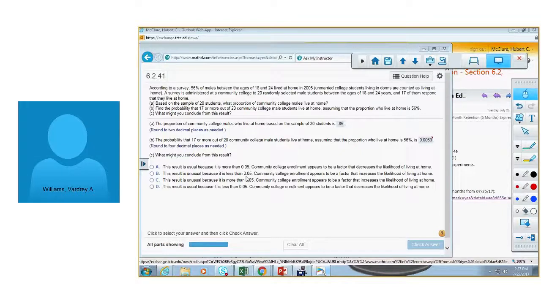Community college enrollment appears to be a factor that decreases the likelihood of living at home. That's the opposite. Community college enrollment appears to be a factor that increases the likelihood of living at home. That could be true. Isn't that the same thing? Well, it's less than 5%, so that might be true. It's not more than 5%, so that's not true. So the ones with more than 5% are not true. I would say probably B.